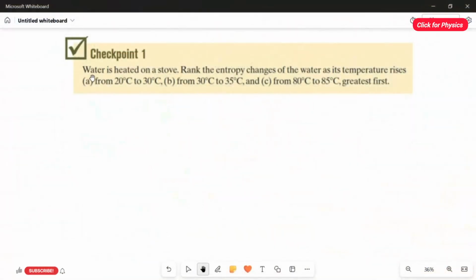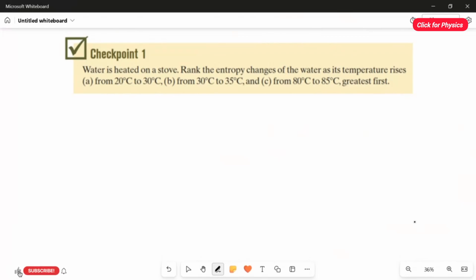Checkpoint 1. Water is heated on a stove. Rank the entropy changes of the water as its temperature rises from A, 20 degrees Celsius to 30 degrees Celsius, B, from 30 degrees Celsius to 35 degrees Celsius, and C, from 80 degrees Celsius to 85 degrees Celsius, greatest first. So in this question, we have to find the change in entropy for these three different temperature sets, right?